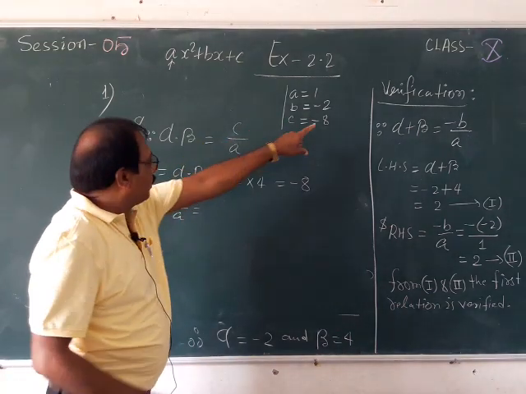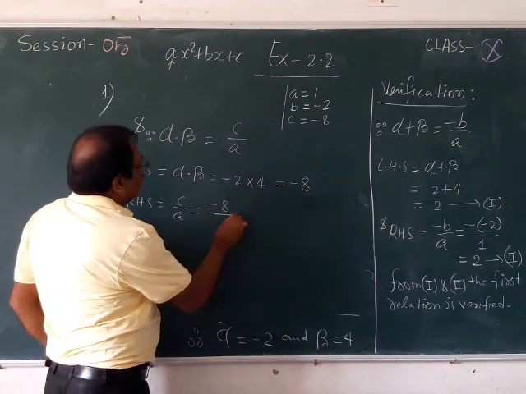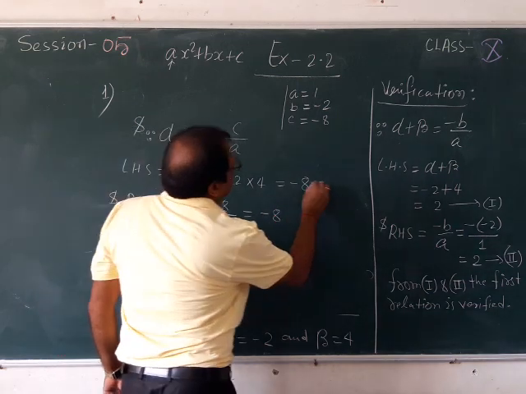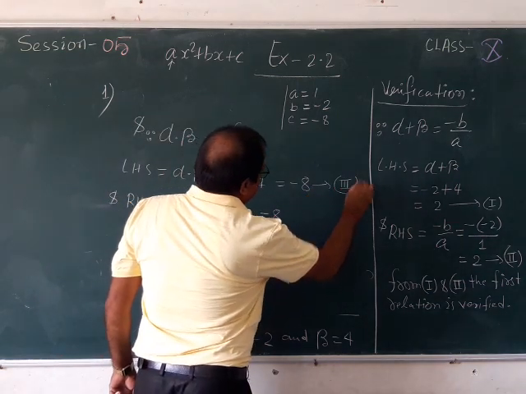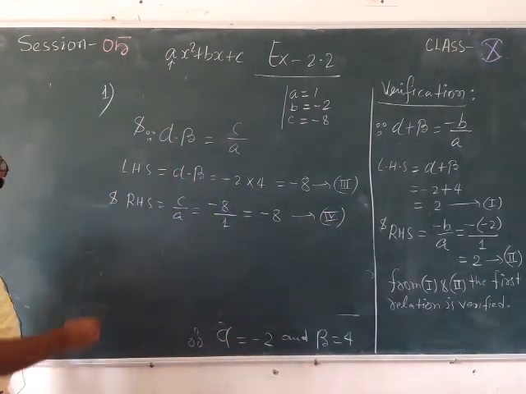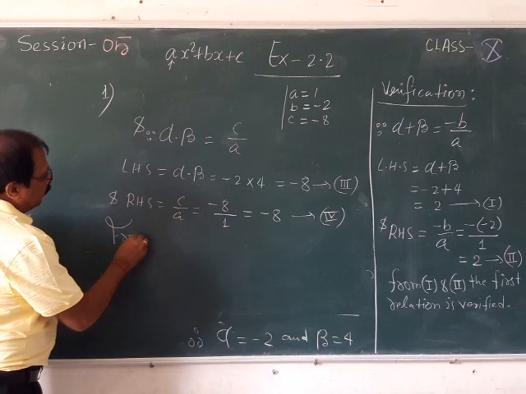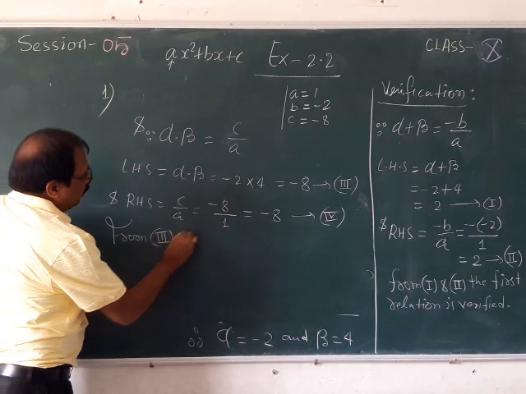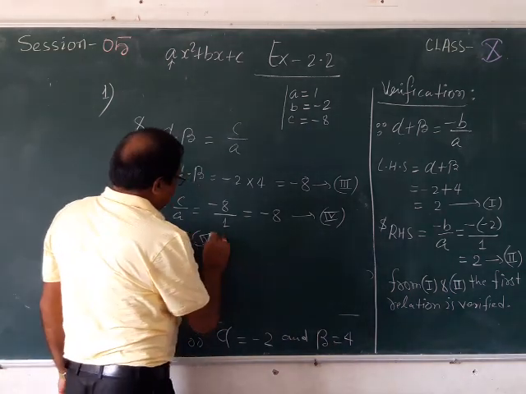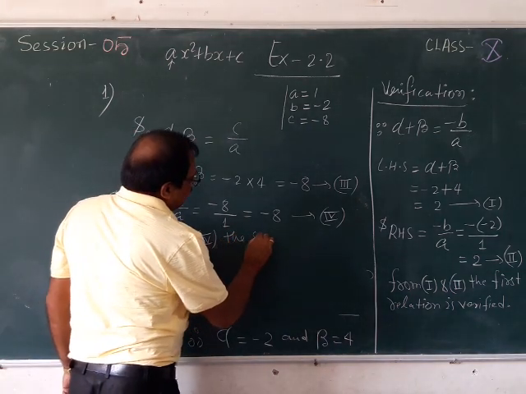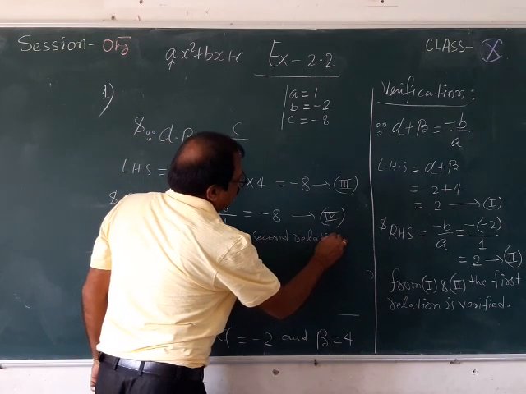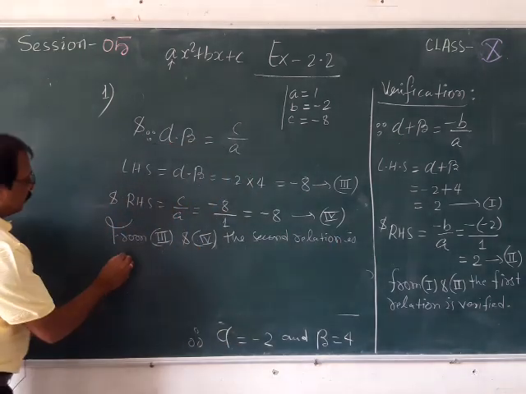And your RHS is c by a, and from your given polynomial the value of c is minus 8 and a is 1. That means it is giving you minus 8 itself. So take it as third relation and take it as fourth relation. From 3 and 4, the second relation is verified.